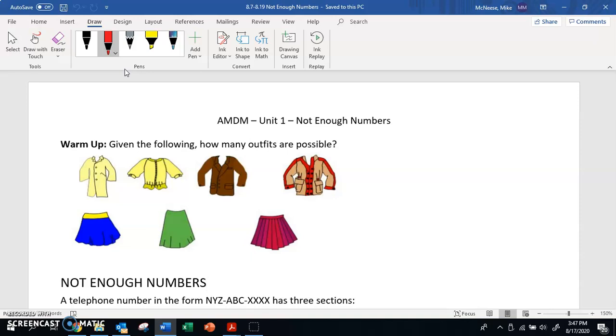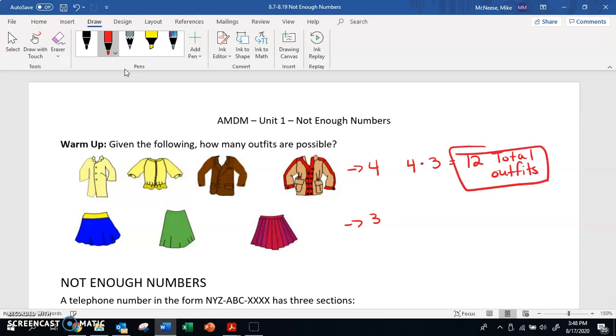Okay. So how many outfits are possible? Well, how many tops do we have? We've got 4 possible shirts and 3 possible skirts, right? So that means we could have a combination of 4 times 3, or 12 total outfits. So we can have 12 total outfits here.